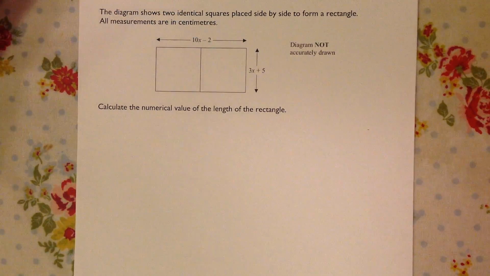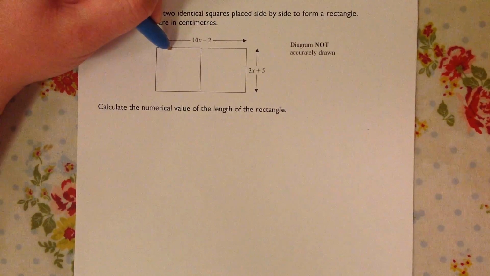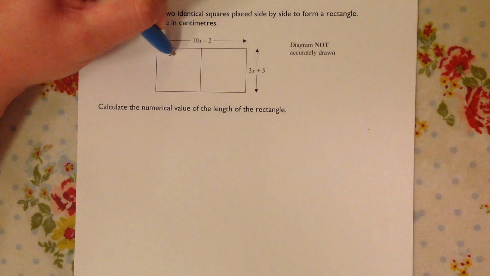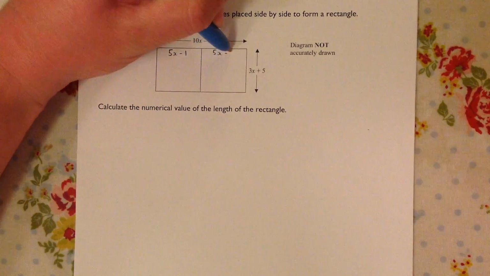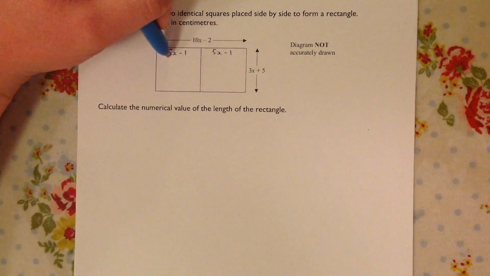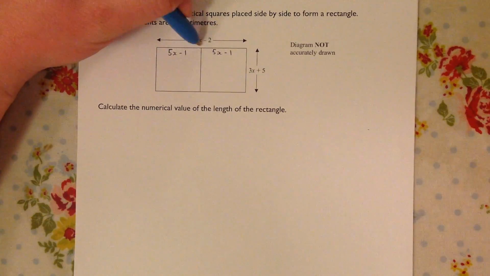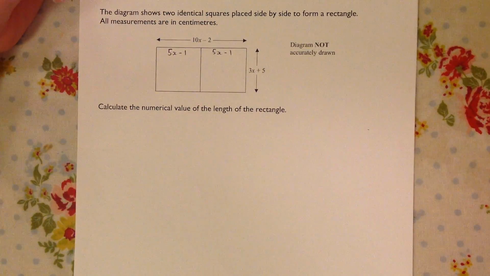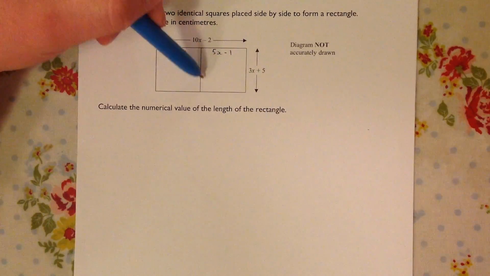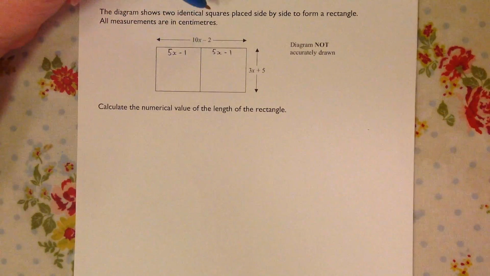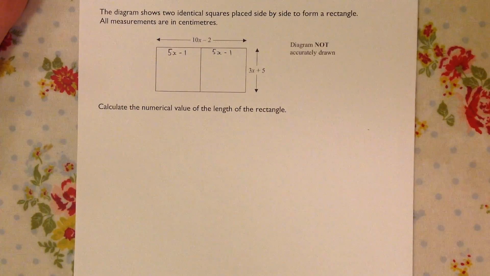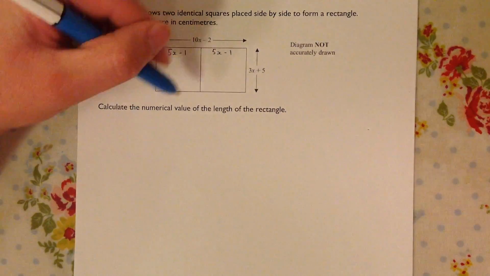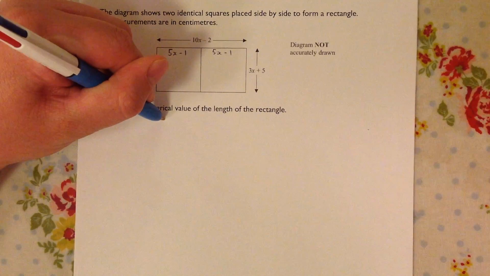So what we could do, and that may prove to be useful in a moment, is break them down by halving it into this one must be 5x take 1, and this one must be 5x take 1. Together, two lots of this would make 10x take 2. What we can then further break down is that we've got a square, and the properties of a square are that the side lengths are the same. And in maths, if we're saying things are the same, we can say that they're equal. So what we can now do is form our equation.